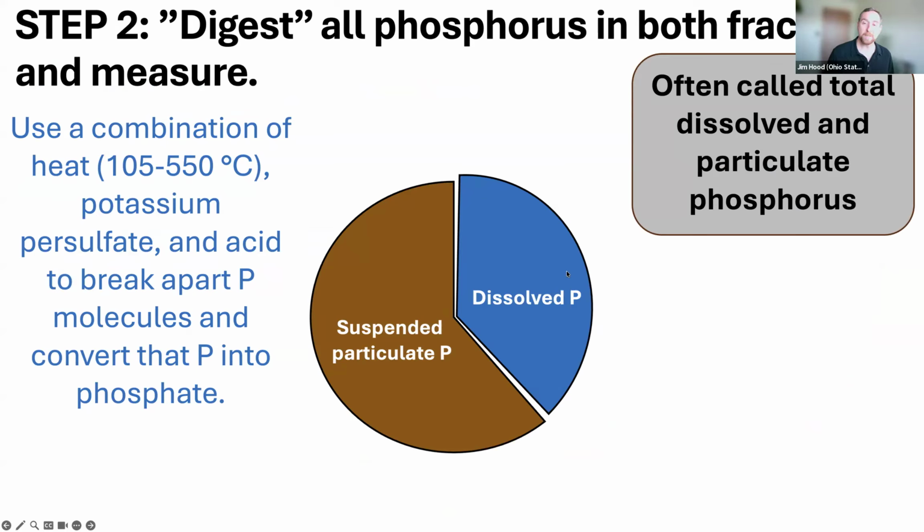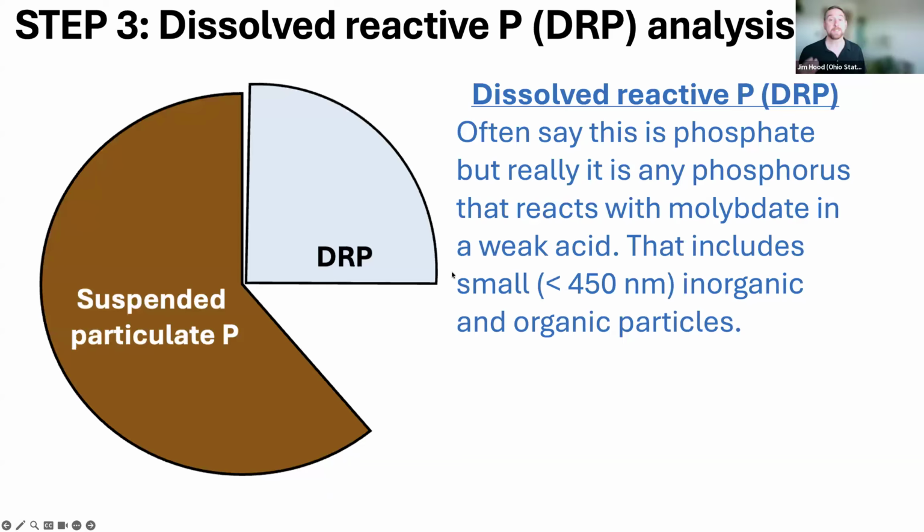Within this dissolved fraction, there are multiple ways to break these up, but I'm only going to focus on the dissolved fraction. Within that fraction, we can use different reactions to analyze different parts of this. The most common analysis is dissolved reactive phosphorus or soluble reactive phosphorus. People often say this is phosphate as a simplifying assumption, but it's really any phosphorus that reacts with molybdate in a weak acid. So that includes small, less than 450 nanometer inorganic and organic particles.